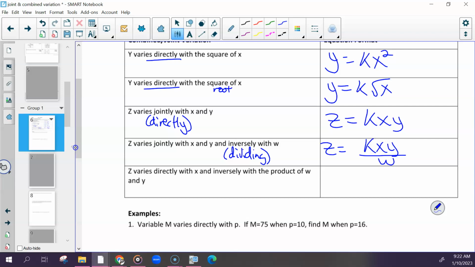So Z varies jointly with X and Y. All of those things are being multiplied. Well, Z equals, and then all those things are being multiplied. And inversely with W. So we're dividing that piece.